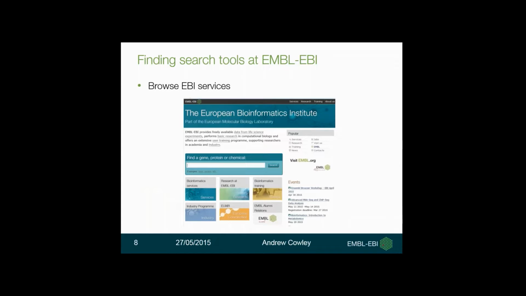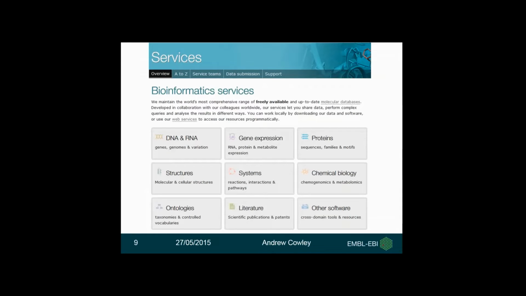Another way of finding the search tools is to browse the services that are available. You can do that by going to the home page again, and then clicking on any of the links to the services. We have one down here, and we have one at the top of the page as well. Going to the services page shows the different categories of bioinformatics services that we have at the European Bioinformatics Institute. And you can find the sequence similarity search tools in the other software link, and also in the DNA and RNA and the proteins link.